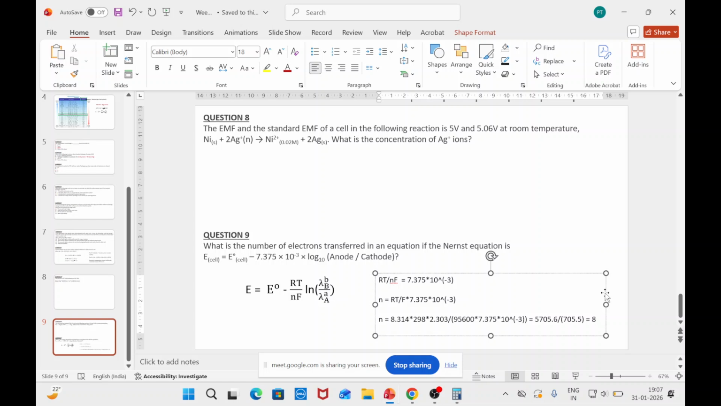Is there anything that you are not able to understand in this question? Please let me know, because this is not a very difficult one. You just need to compare it and then let me know the value of n. Any doubts on this question?